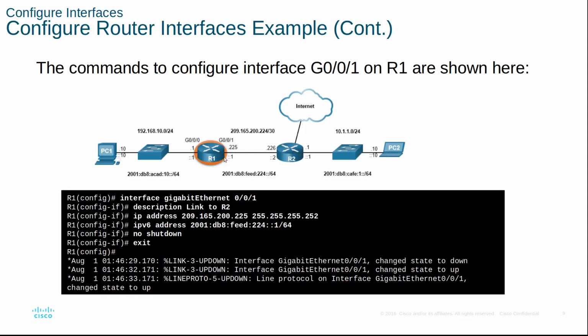We're going to configure gigabit 0/0/1 the same way, right? You could do this from global config. You could actually just do this from this prompt here. Skip the exit, type interface gigabit 0/0/1, and go right into that interface configuration mode. Then do all the same things. Give it a description, give it an IPv4 address, give it an IPv6 address, and bring it up.